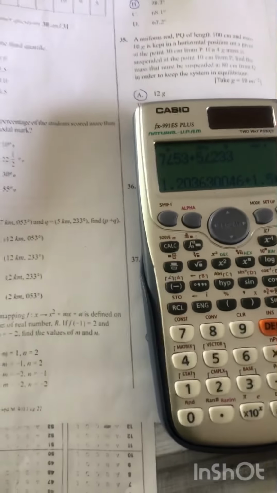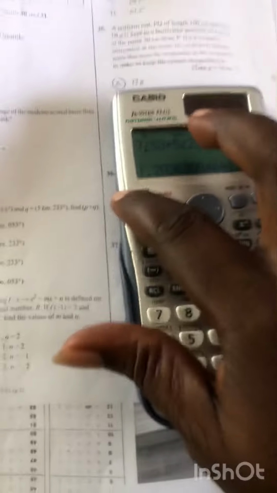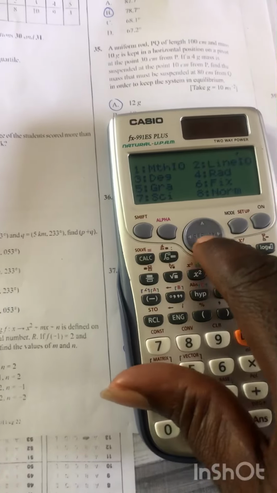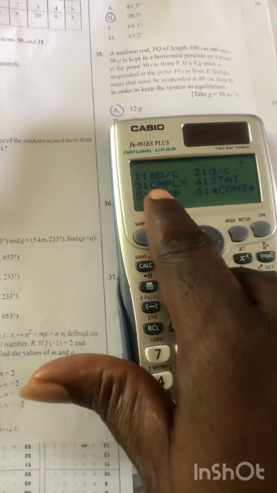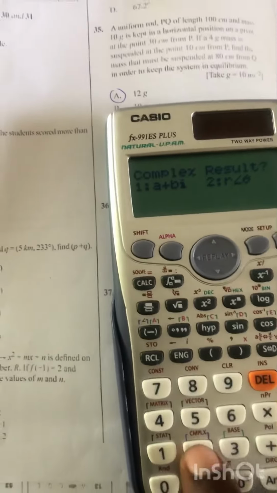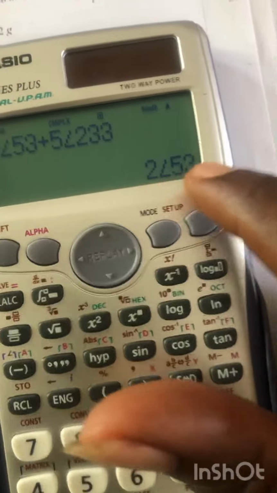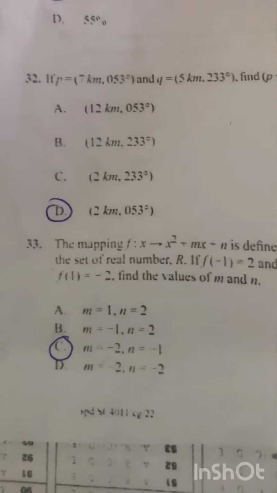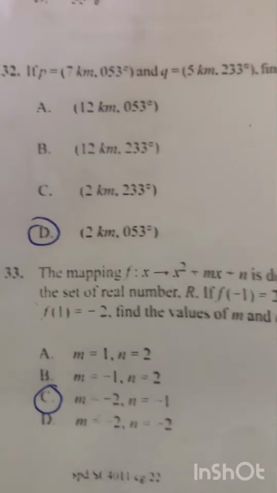So if I want the angular type, I press shift mode, I press down arrow, then complex. I choose complex. We have A plus BI, we have R theta. So I choose R theta 2. Then I'll get my R theta. So 0.53 degrees, which is D. So question 33 is mapping.